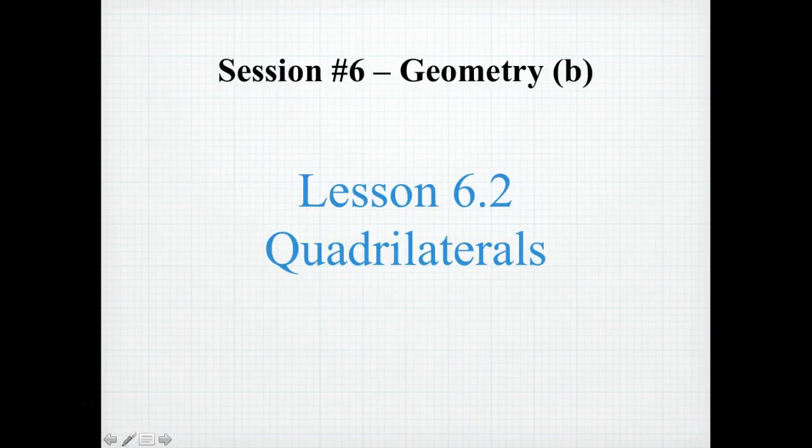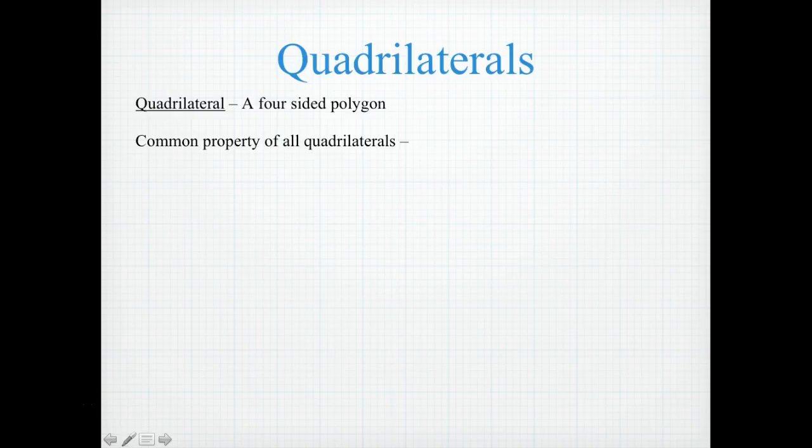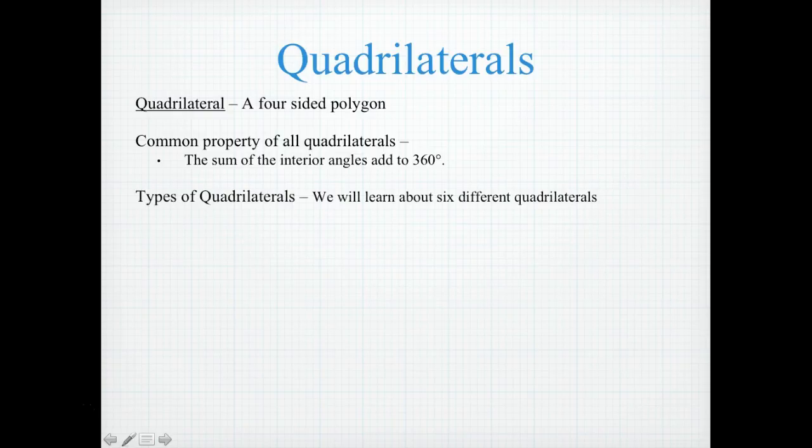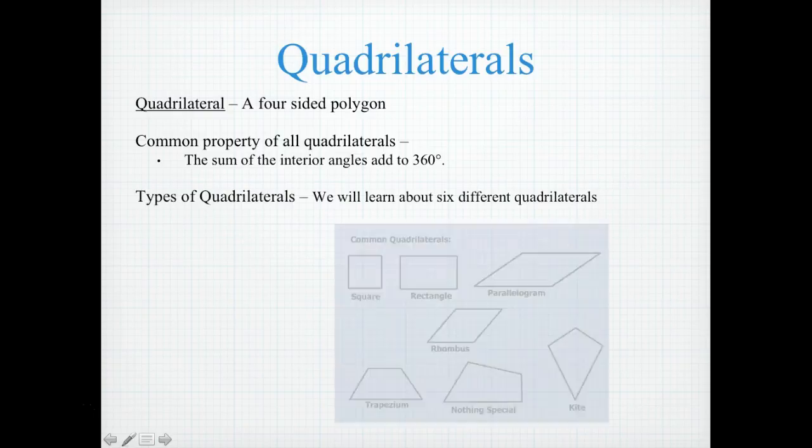Welcome to the second lesson in Session 6 on quadrilaterals. A quadrilateral is a four-sided polygon, and a common property of all quadrilaterals is that the sum of their interior angles adds to 360 degrees. We're going to learn about 6 different types of quadrilaterals.